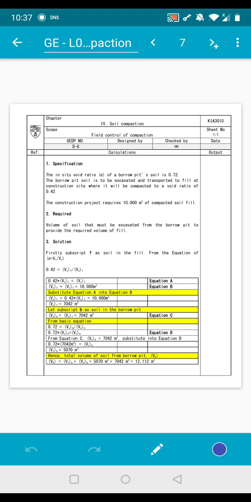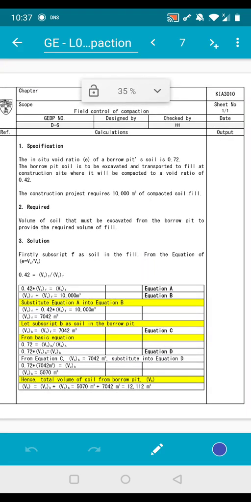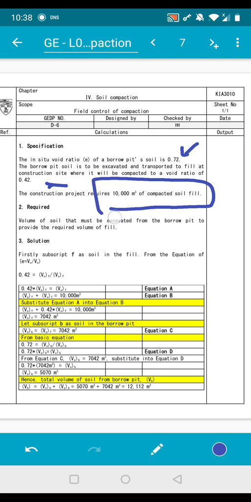Okay. Now let's look at problem number 6. So this is still on field control of compaction. The specification as follows. The in situ void ratio of a borrow pit soil is 0.72. The borrow pit soil is to be excavated and transported to the field at the construction site where it will be compacted to a void ratio of 0.42. So from 0.72, it will be compacted to 0.42. The construction project requires 10,000 meter cube of compacted soil fill. And the required volume of soil that must be excavated from the borrow pit to provide the required volume of fill.